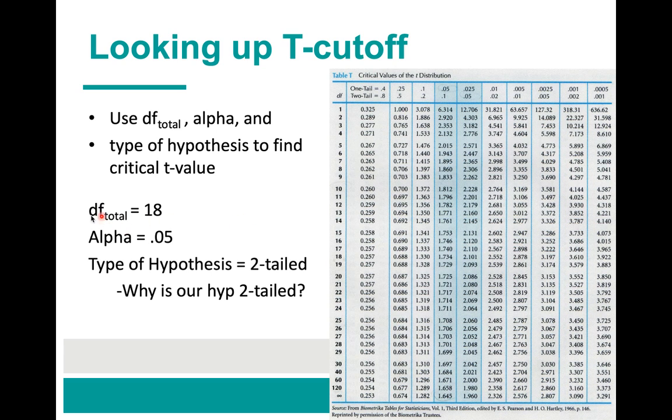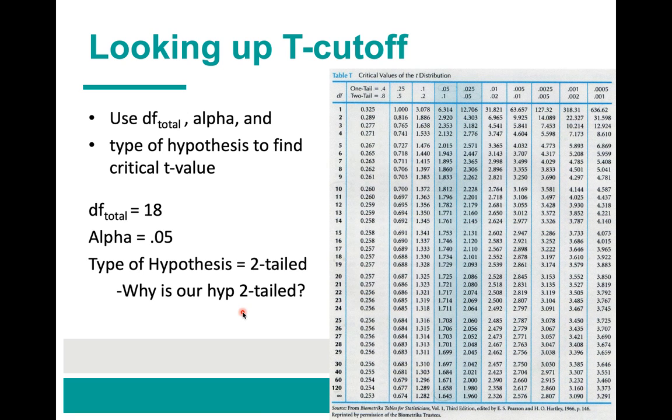We need the total degrees of freedom, which is just the degrees of freedom of group 1 plus the degrees of freedom of group 2. Remember, degrees of freedom is n minus 1 for each group. I had 10 expressive writers. That gives me 9 degrees of freedom. I had 10 non-expressive writers. That gives me 9 more degrees of freedom. 9 plus 9 is 18. Let's say alpha is 0.05. I don't think we defined that yet, but let's just define it now as 0.05. And remember, we had a two-tailed hypothesis because we made a non-directional hypothesis.